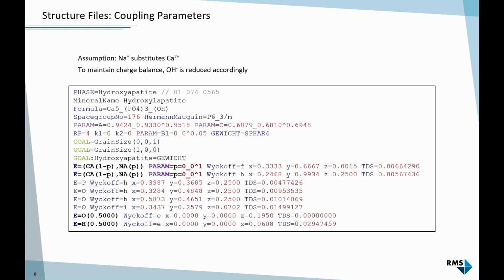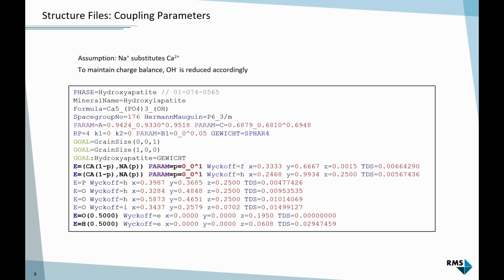But the problem is sodium is monovalent and calcium is divalent. So if I replace sodium for calcium, I will introduce a charge imbalance. The structure is no longer neutral, and this is physically impossible. So I have to find a way to compensate for this.